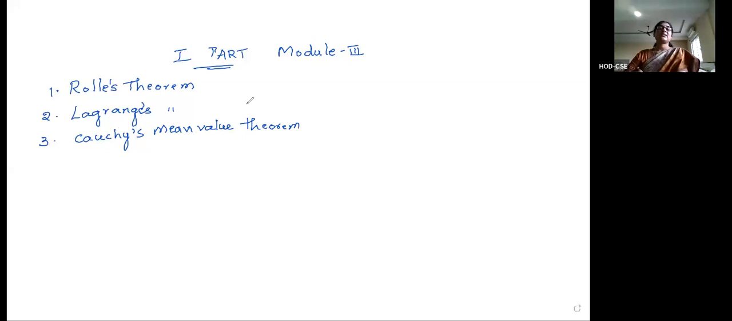Understand it carefully, children. These three theorems are applicable on continuous and differentiable curves only. When the curves are continuous and differentiable, then you can say that they hold some solution in some interval. What do you mean by holding a solution?